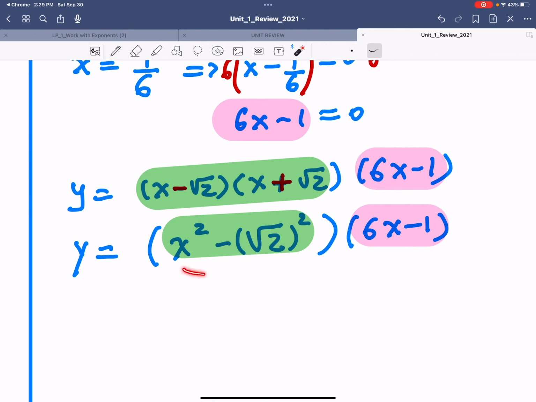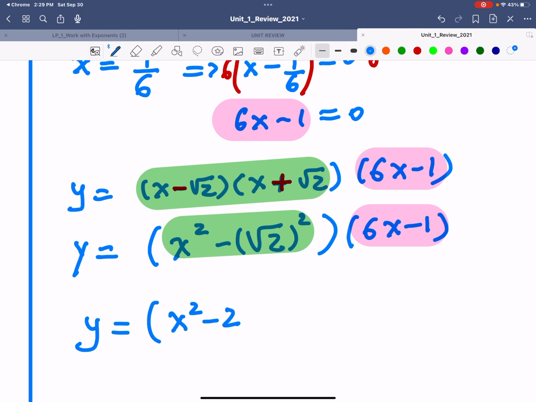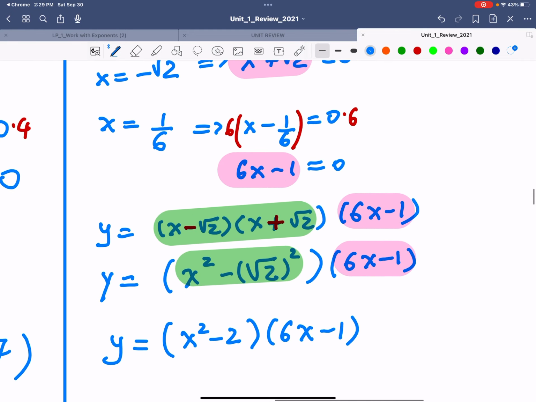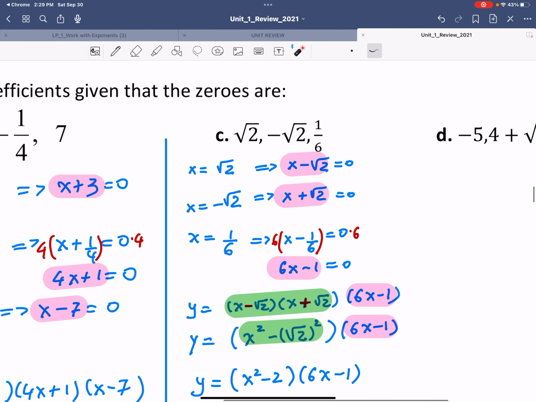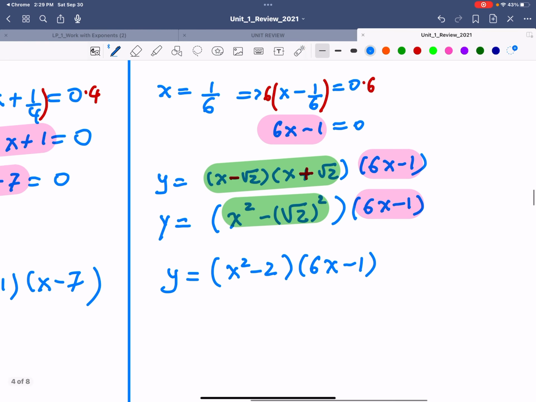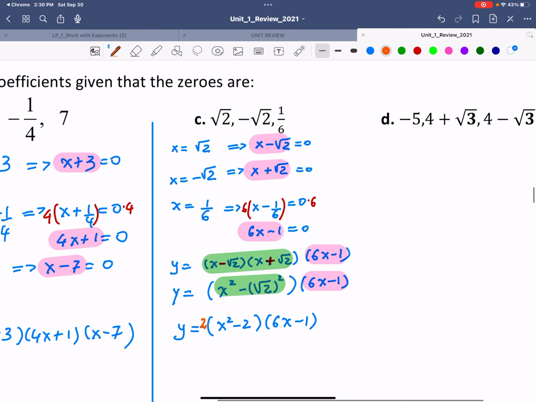Now, if you simplify it, you get x squared minus 2, and then 6x minus 1. So this equation will have the roots at plus minus square root of 2 and positive 1 over 6. So it satisfies the condition of having the three roots. Obviously, you can add any coefficient you wish. So you can just add a negative 1 here, or you can add a number 2 here. It doesn't really matter. Any member of the family of polynomial functions with the indicated roots will be a satisfiable answer.